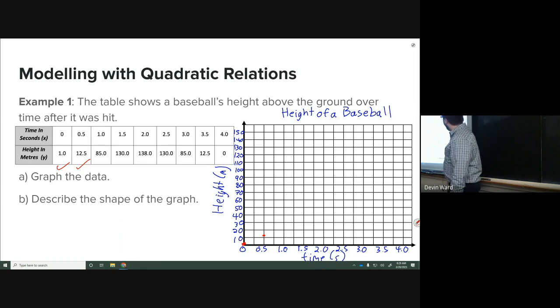Okay. Next, we go 1 second all the way up to 85. So follow the 1 all the way up. And here we have 80 and 90. So go halfway in between for 85. Let's check off that one. Okay. Then we have 1.5 seconds. At 1.5 seconds, we're at 130 meters. So go 1.5 all the way up to 130. And that one we can put right on the corner of the box.